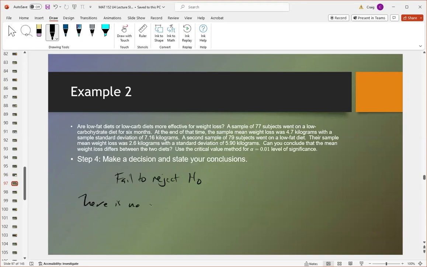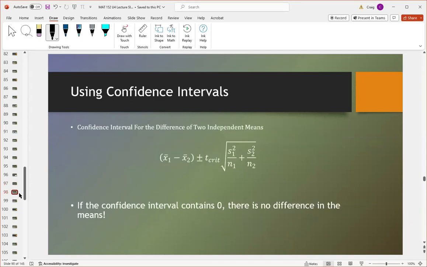There's no evidence to conclude the mean weight loss differs between two diets. Finally, I mentioned in one of the previous videos that you can use confidence intervals to answer these same questions. So let's take a look at how to do that here.